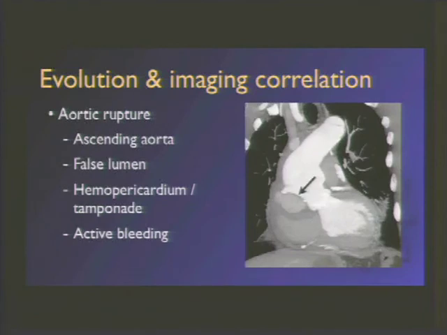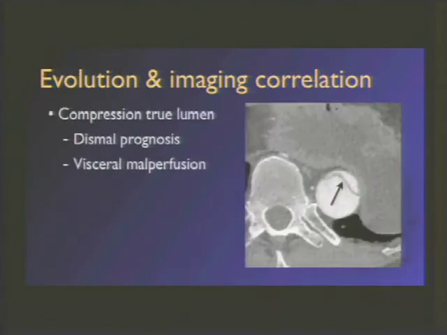You have a dissection that is not very well seen in this MIP reformation, but what I'm trying to exemplify here is the presence of this active bleeding, which was associated with a tremendously large mediastinal hematoma. One very important thing that you guys want to describe in your report is the presence of compression of the true lumen. It entails a dismal prognosis, and it's associated with visceral malperfusion.